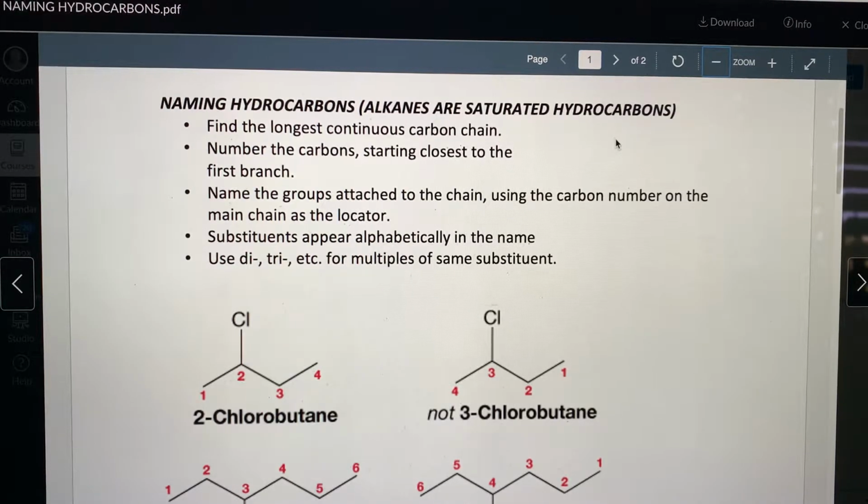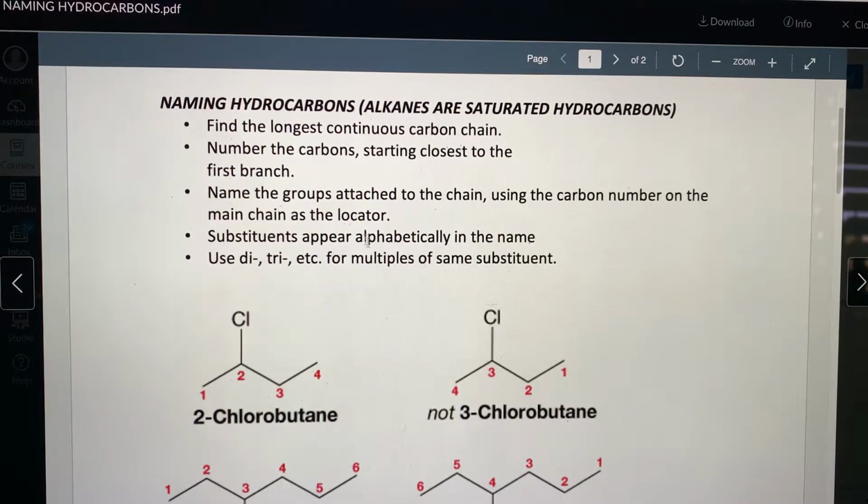Okay. Here's the summary of the rules. The first thing you want to do is find the longest continuous carbon chain. You keep going, you cannot skip. The second step is to number the carbons starting closest to the first branch. The branch is the one that sticks out and doesn't follow the main chain.